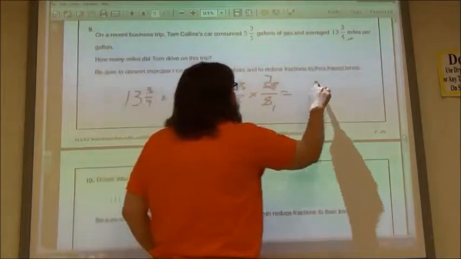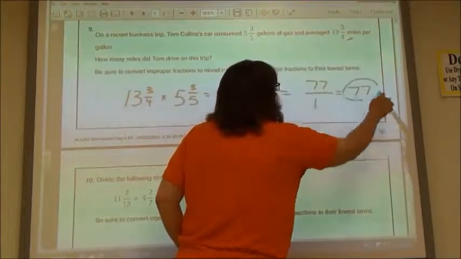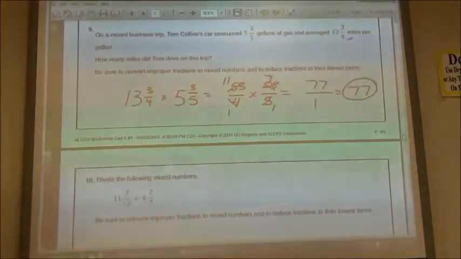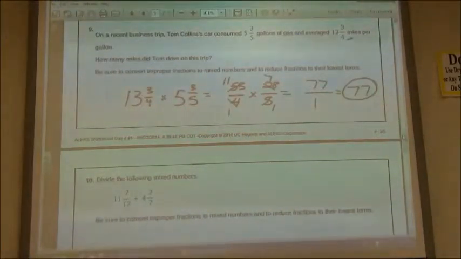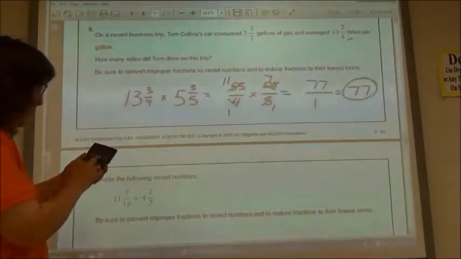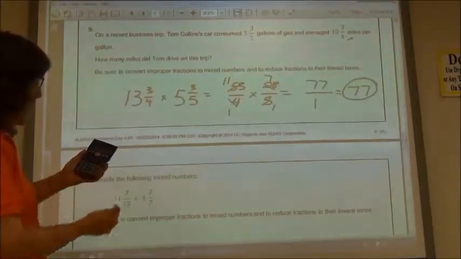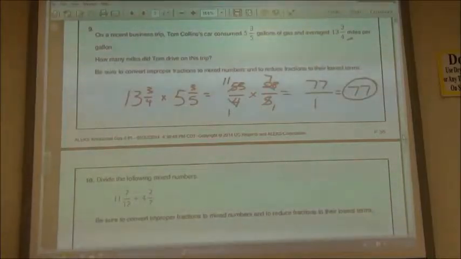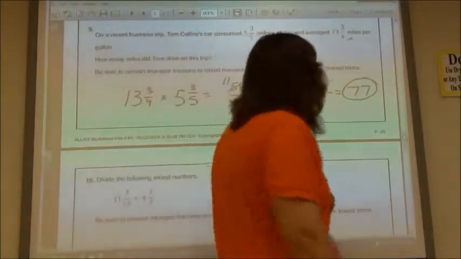So 11 times 7 is 77. 1 times 1 is 1. 77 over 1 means I went 77 miles. And again, if I just want to double check with my calculator, I'm going to do 13 fraction 3 fraction fourths times 5 fraction 3 fraction fifths. And sure enough, I get 77. So whenever we multiply or divide with mixed numbers, our first step is to make that improper fraction and then do it just like we did our other multiplying and dividing.